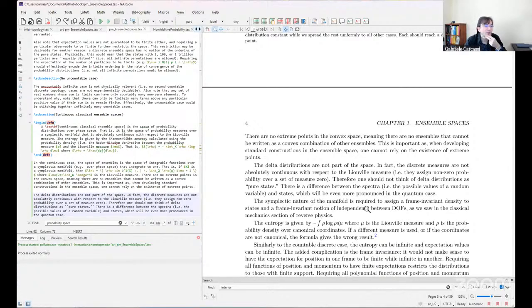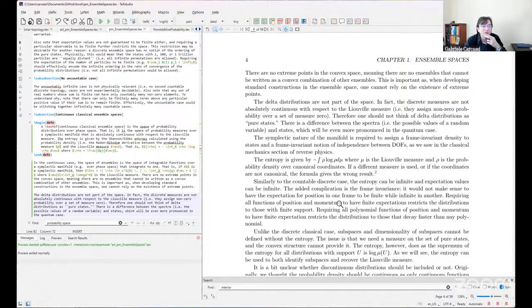The symplectic nature of the manifold is required to assign a frame invariant density to states and a frame invariant notion of independence of degrees of freedom, as we saw in the classical mechanics section of reverse physics. This is something that I know needs to happen more in general in the space of ensembles, but I still don't know what the correct mathematical specification is, but we keep in the back of our mind that this is something that needs to happen.